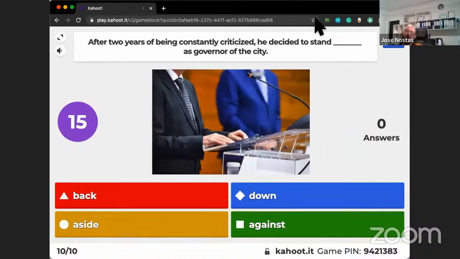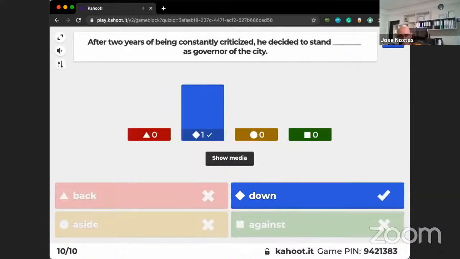After 2 years of being constantly criticized, he decided to stand down as governor of the city. Stand down. Yes, great. See, it's down, actually the logic of the concept. All right, so great job, Hassan.